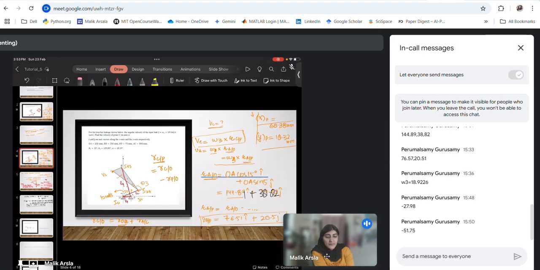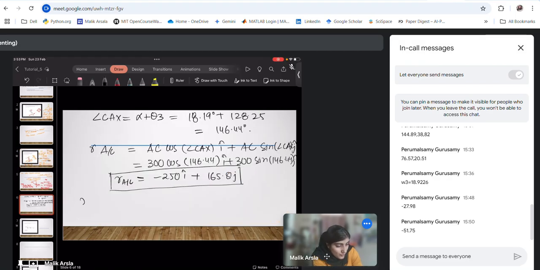Can you subtract them and find out what you are getting? Not subtract, you basically have to add them. RCO is ROA or RAO, same thing. I have just written it in reverse order. ROA plus RAC. So RCO will be RAC plus RAO, okay, or OA. So what is this coming out to be?